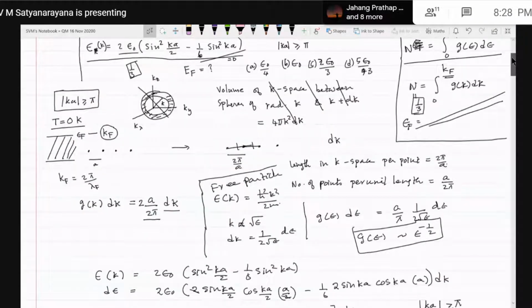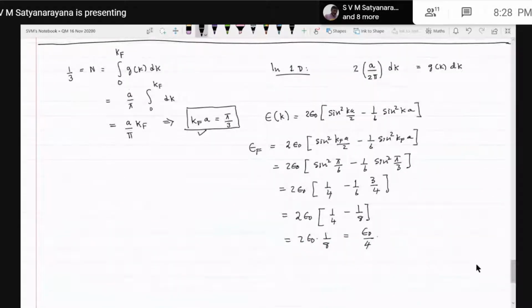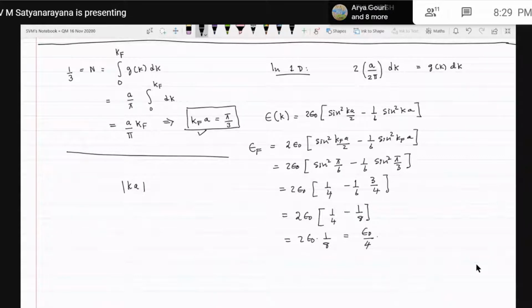Yes, sir, but absolute value of k is greater than or equal to pi. That condition was what was troubling me yesterday. But I think that condition was either a mistake, or I believe that it may be modulus of ka is less than or equal to pi. That may be only a printing mistake, because it should be the dispersion relation within the first Brillouin zone. In which case, I think this is correct. Okay, thank you, sir.